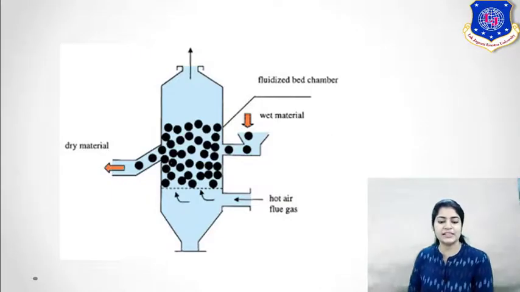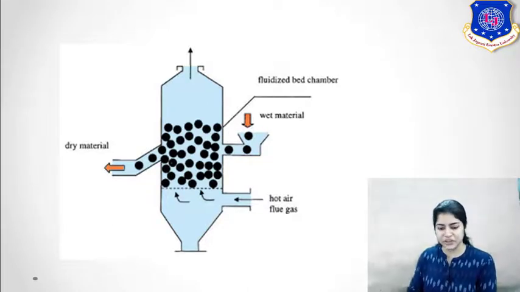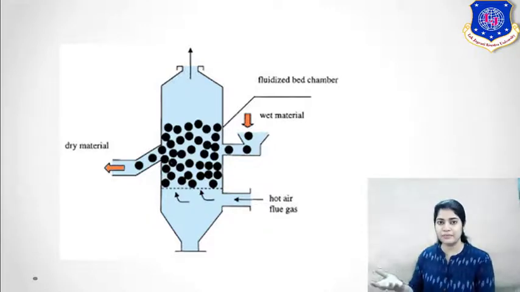So let's see, this is the schematic figure. You can see that this is your fluidized bed chamber. You're feeding your wet material, and from the bottom your hot flue gases suspend this wet material, and you're taking out the dry material this way. So this is a very simple description of your fluidized bed chamber.